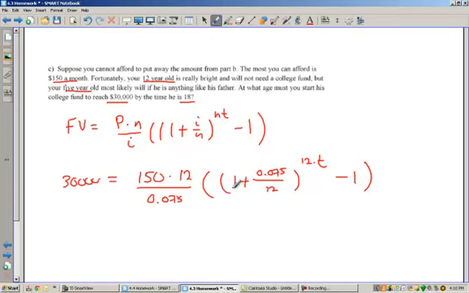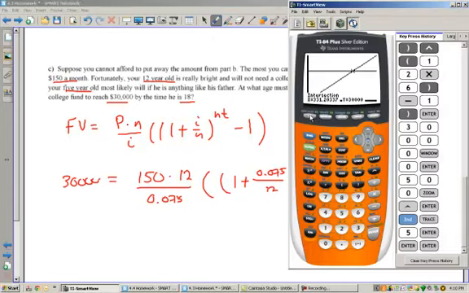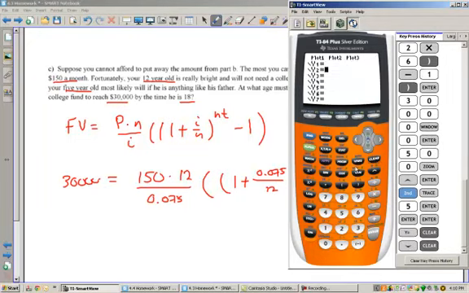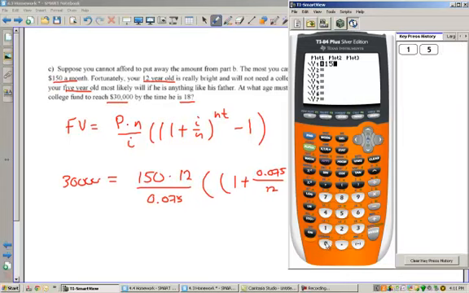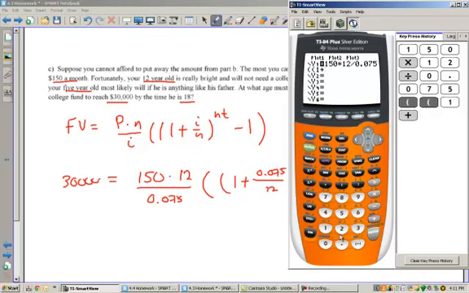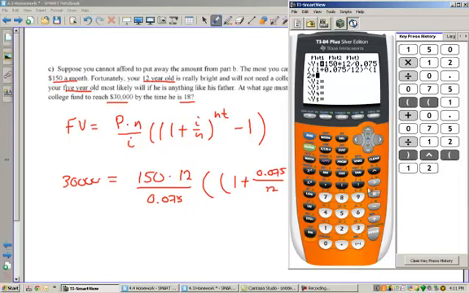And so the idea behind this is graph the right, graph the left, and then intersect. So hit y equals, clear everything out, and we're going to put this in. So we have 150 times 12 divided by 0.075, left parenthesis, then 1 plus, I'm just copying this down right here, 0.075 divided by 12, right parenthesis, and then raised to left parenthesis 12 times t, so I'll just put 12 times x in parenthesis for the exponent, minus 1, and in parenthesis to finish off the formula. Hit enter, and then put 30,000 in for y2.